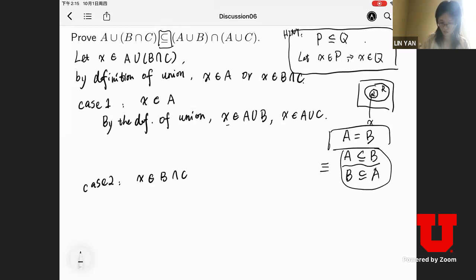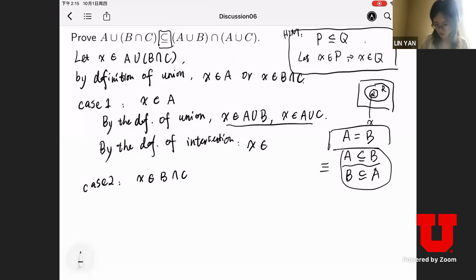Then, let's start from here. Because X is an element of A union B, and it is also an element from A union C. So by the definition of intersection, X is an element of A union B intersect A union C.